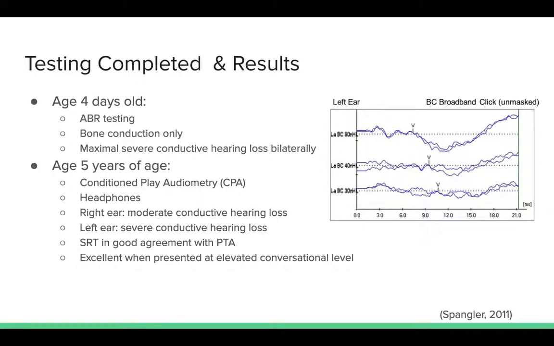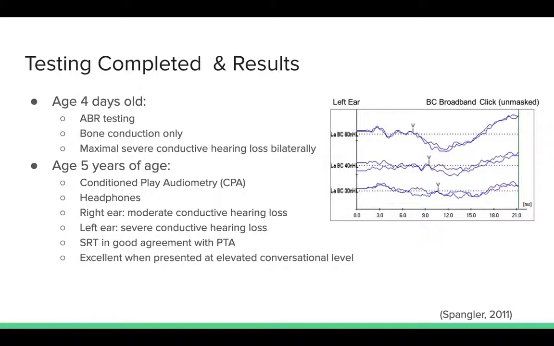So then at age 5, let me back up. So then at this point, she was fit with a Baja unilaterally on a soft band. Then at age 5, CPA was performed under headphones, which revealed the right ear having a moderate conductive hearing loss and the left ear having a severe conductive hearing loss.